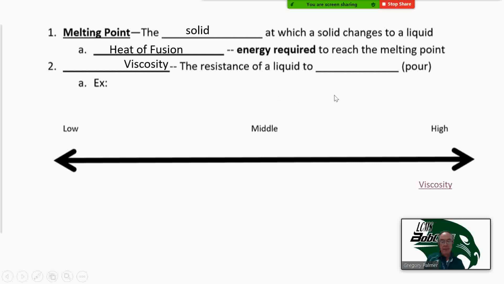Viscosity is the resistance of a liquid to flowing or pouring. So I made this little chart so we can put some liquids on here. For example, syrup is very viscous. So water, it doesn't have much viscosity. It's kind of down here on the low end. Milk is a little bit more viscous. It pours a little bit more slowly. Honey is very viscous. It pours very slowly.